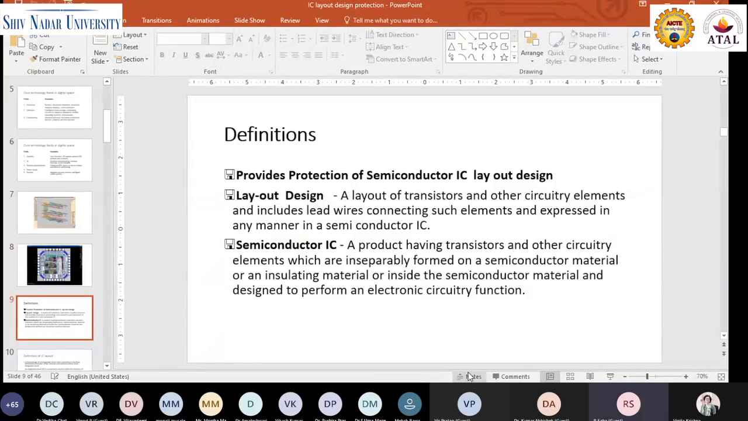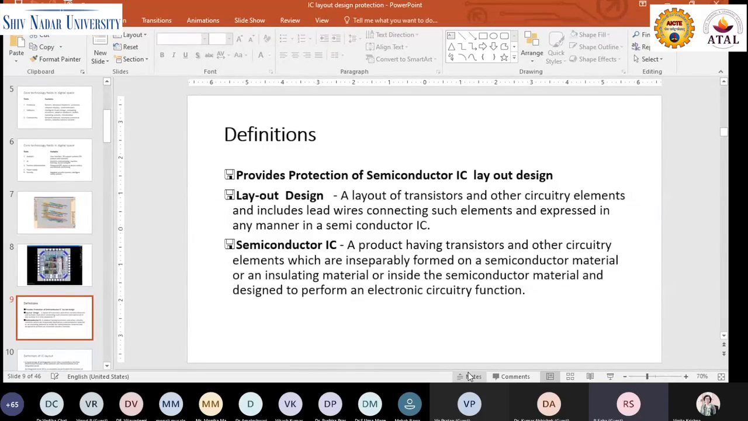So here, as you remember, I showed you a slide of different forms of intellectual property rights. There is one form which is called the semiconductor IC layout design protection. So there is a law now. Like you have a patent law, you have a law on copyrights, designs, etc., there's a law on semiconductor IC layout design, which came into India in the year 2000.